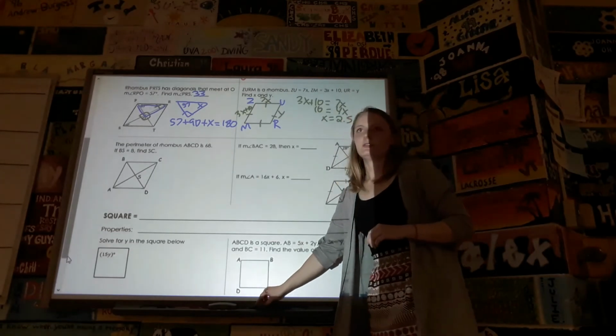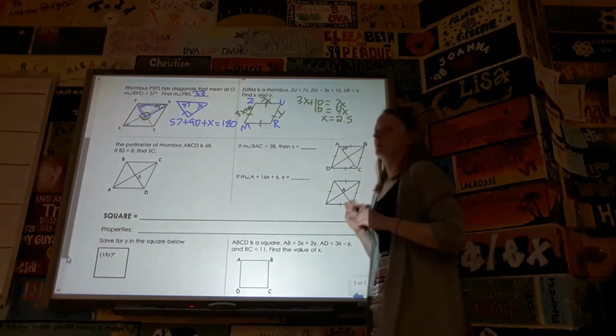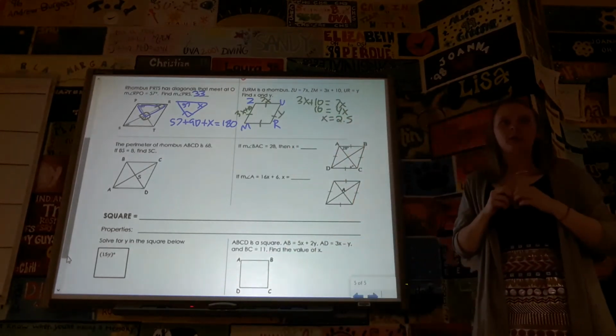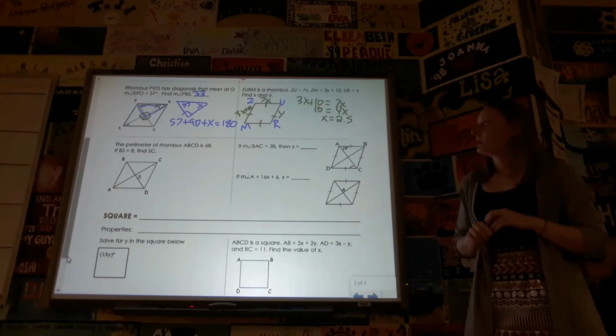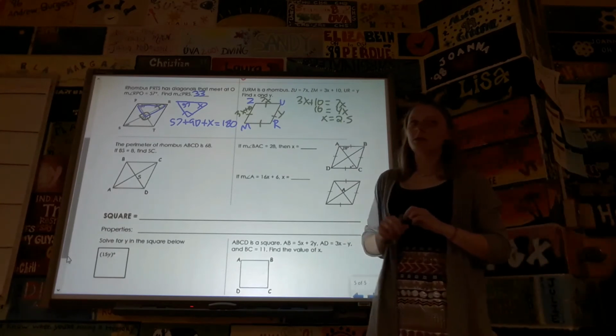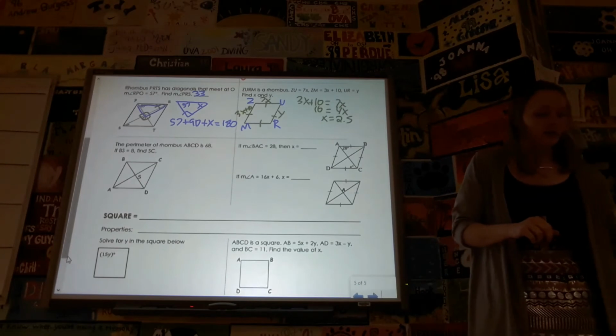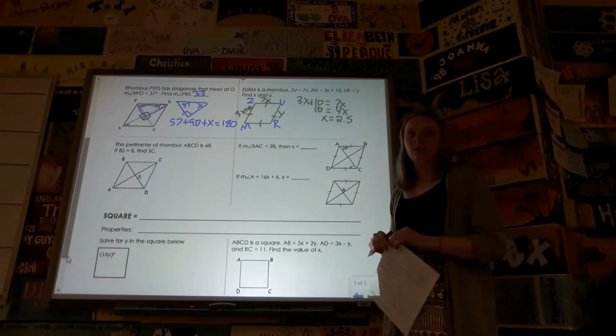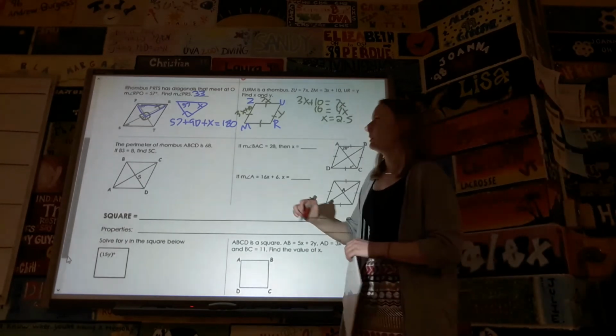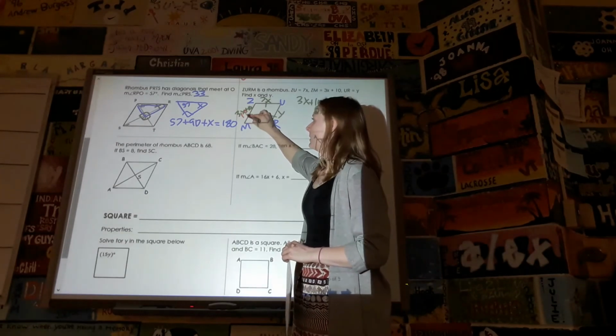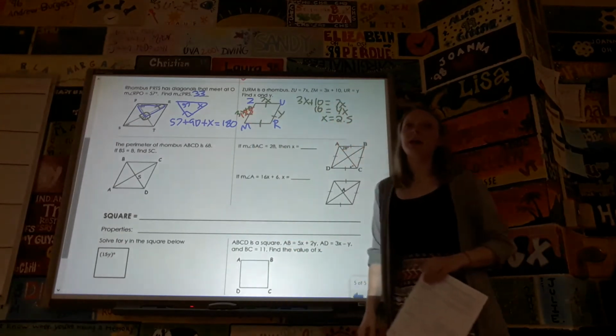So x is 2.5. Cool, so then you just plug it in. 3x, and x is 2.5. So 3 times 2.5 is 7.5, plus 10, so 17.5. Okay, so I can plug in x now that I found it.